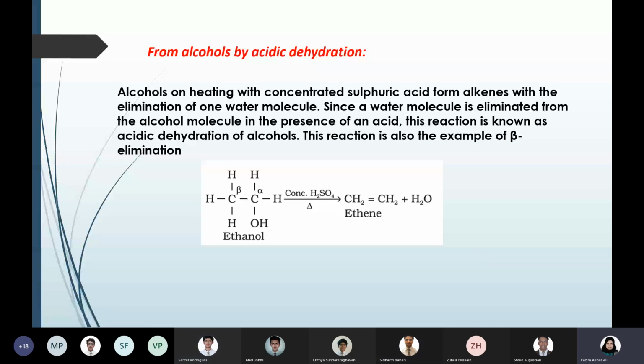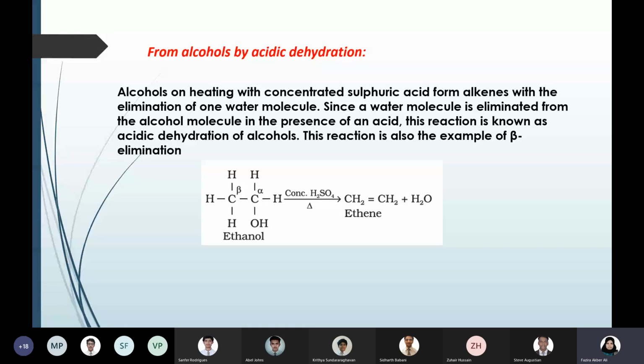Okay, fine. So the last method was dehydration, removal of water from an alcohol. Here also beta elimination happens because hydrogen at the beta position is removed along with the OH group, and you will get an alkene. So these are the first four methods for preparation of an alkene. So we have done the preparation methods.